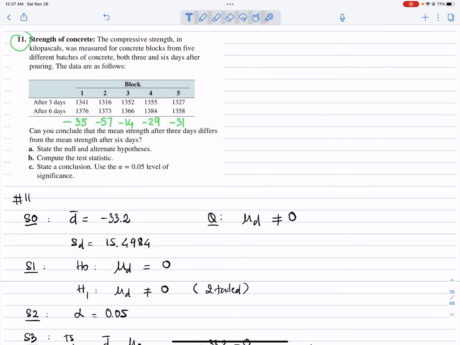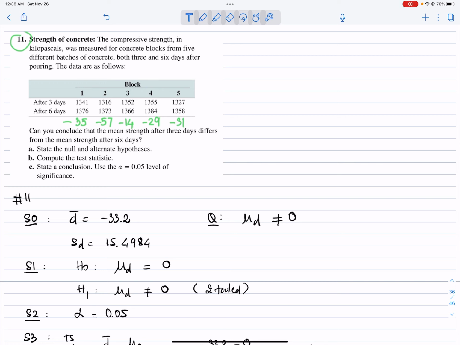Problem 11: the compressive strength in kilopascals was measured for concrete blocks from 5 different batches of concrete, both 3 and 6 days after pouring. The data are as follows. In the table, it shows us 3 days and 6 days. Can you conclude that the mean strength after 3 days differs from the mean strength after 6 days?